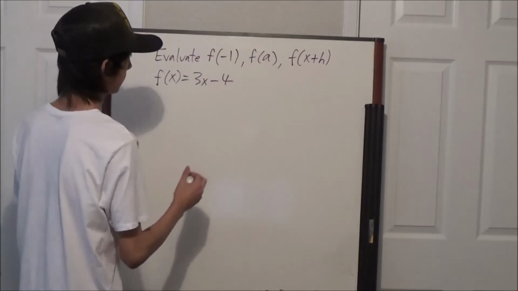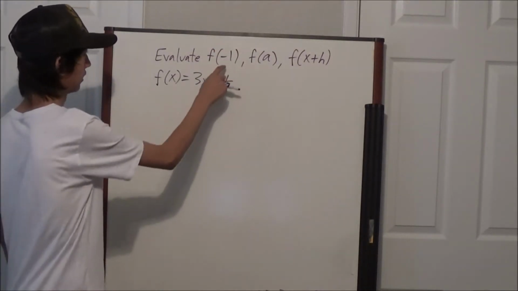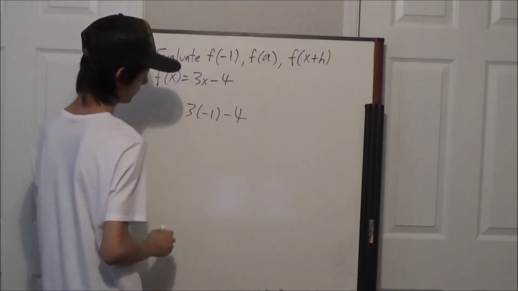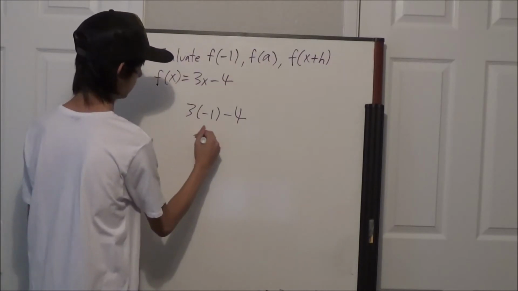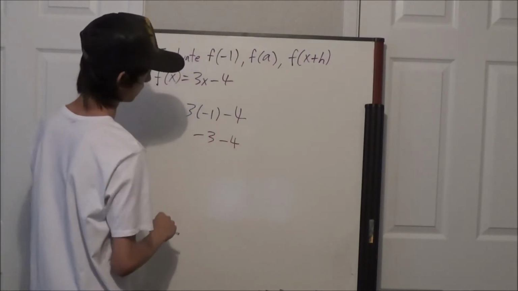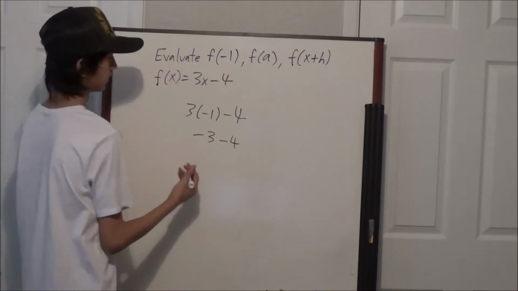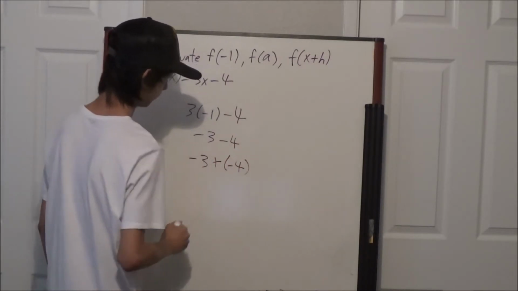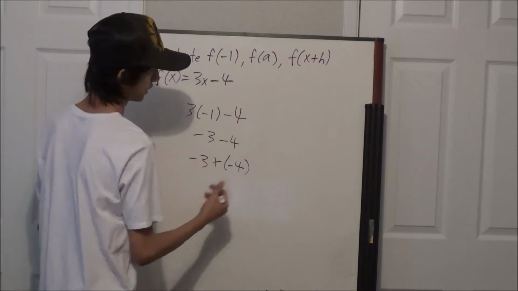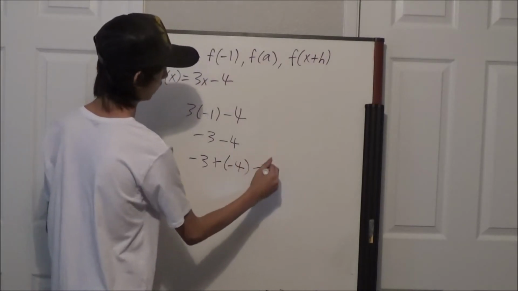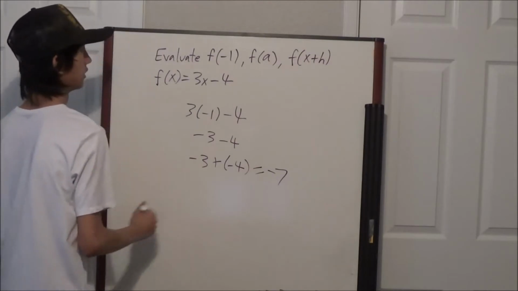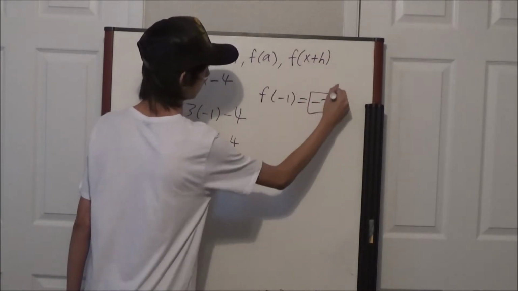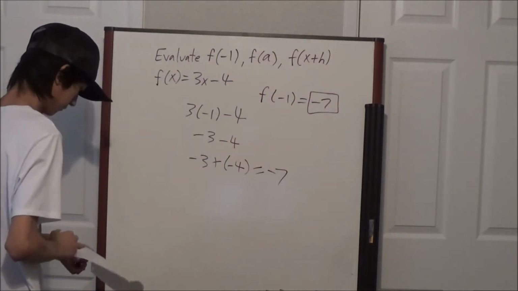Continuing, we plug in -1 for x. 3 times -1 is -3. Minus 4. -3 minus 4 is the same thing as -3 plus -4. 3 plus 4 is 7, but because they're both negative numbers, it's -7. So f of -1 is equal to -7. Okay?